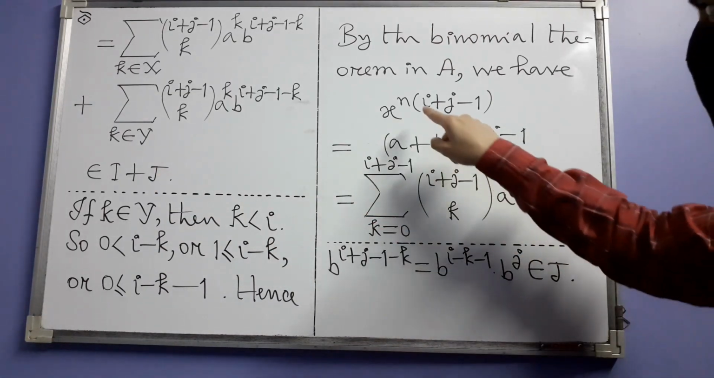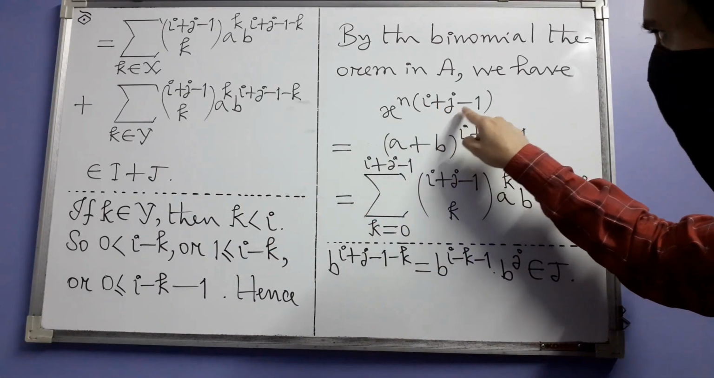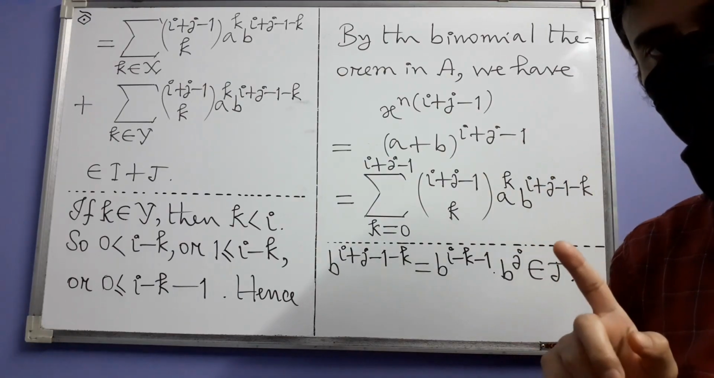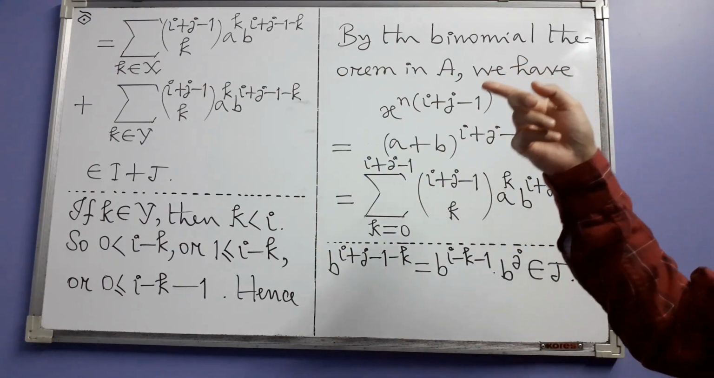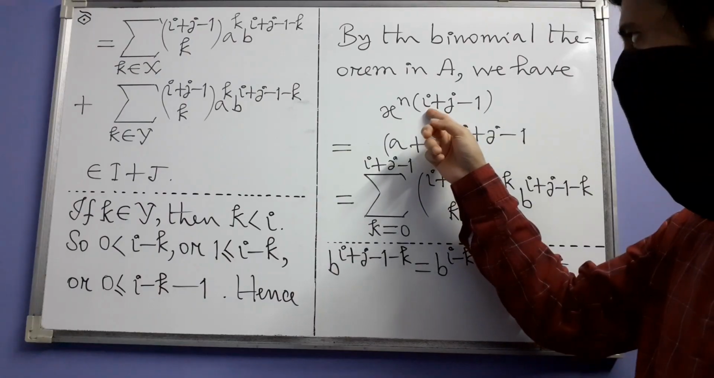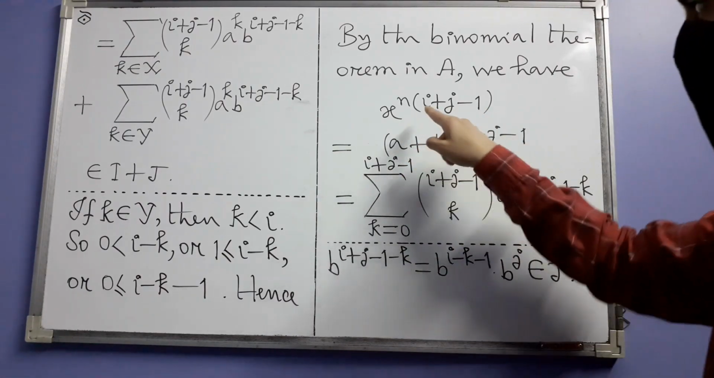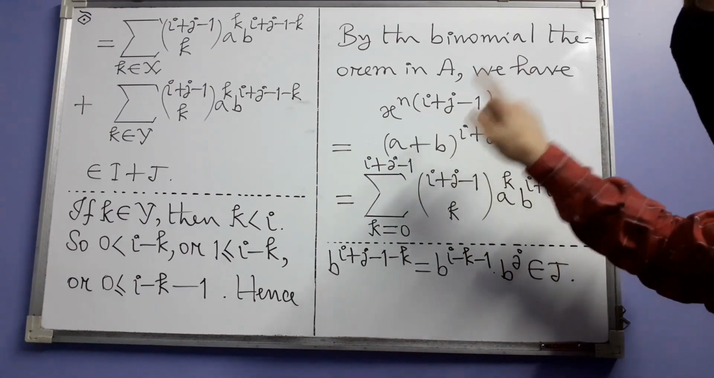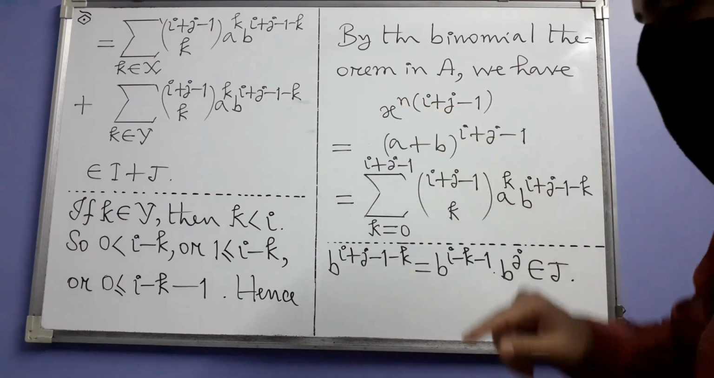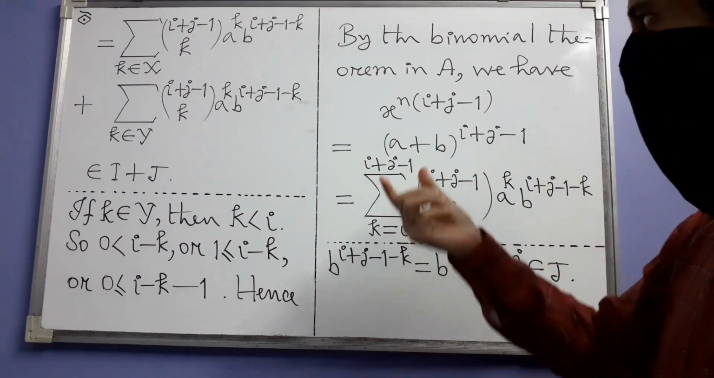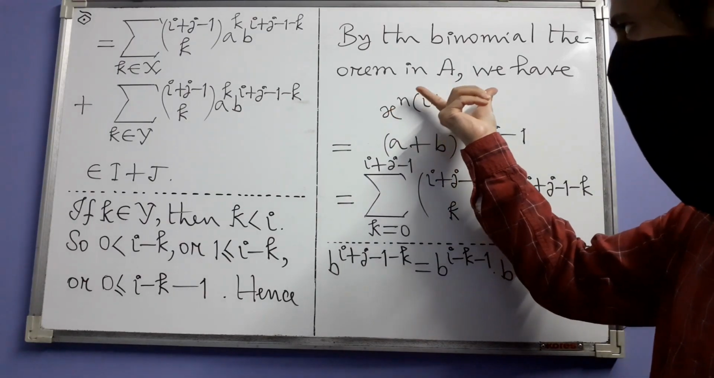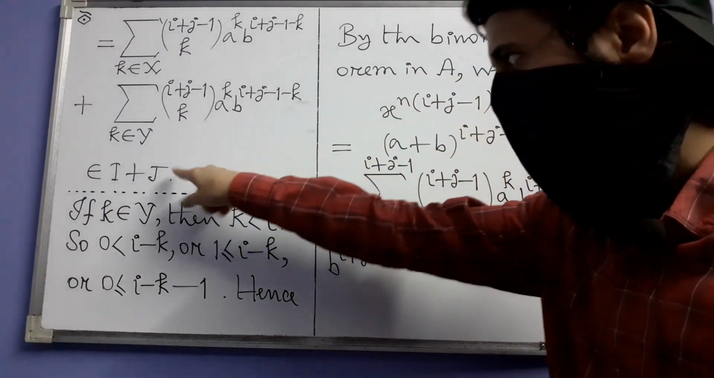Note carefully that i plus j minus 1 is a positive integer. That is why I said that even in the least case where i and j are both 1, this is equal to 1, that means the product of n and this is also a positive integer. So some power of x where the exponent is a positive integer belongs to I plus J.